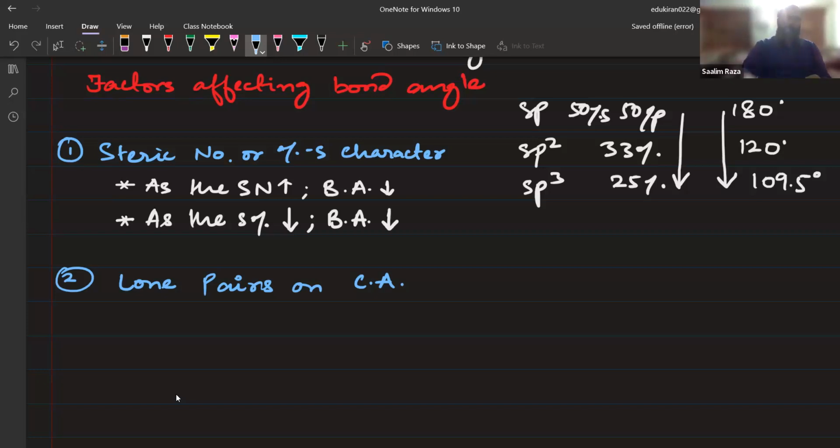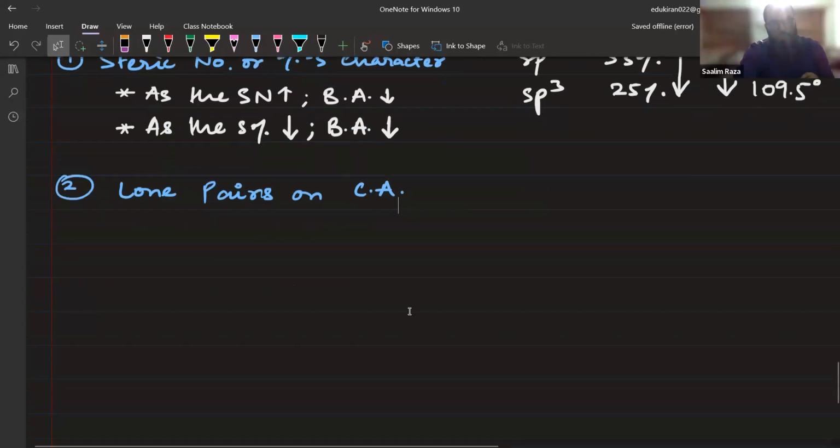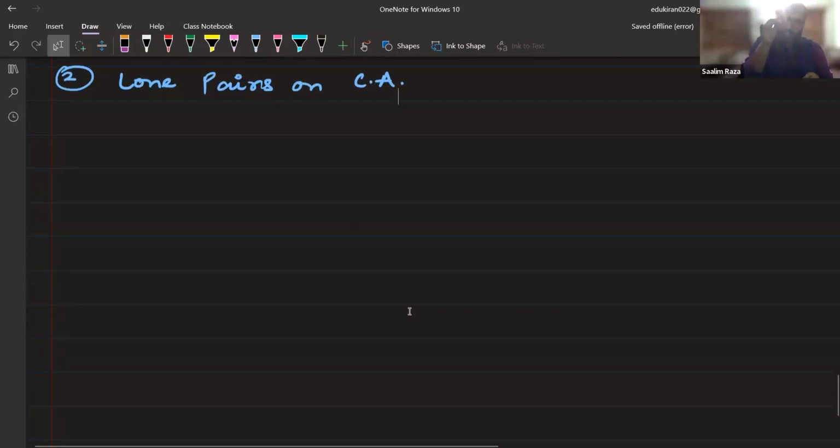Steric number 4. In that, we have 3 cases, and there are 3 different examples for which we have written the specific bond angle.